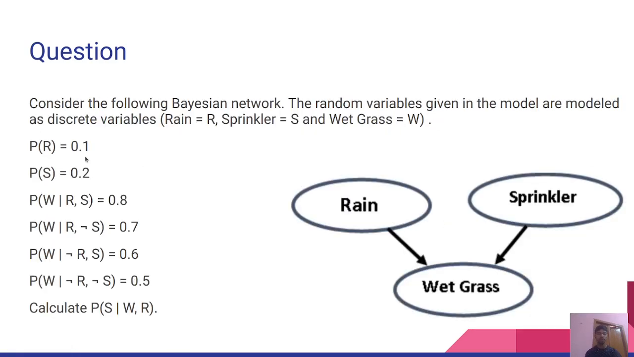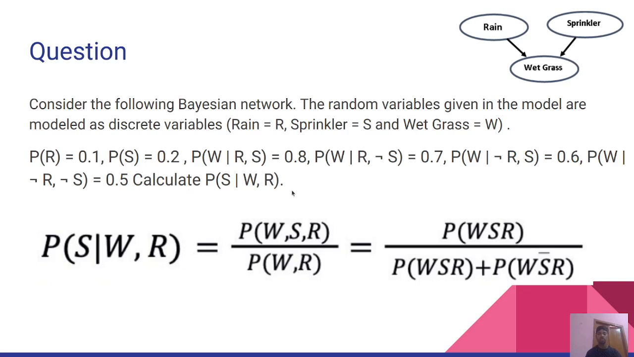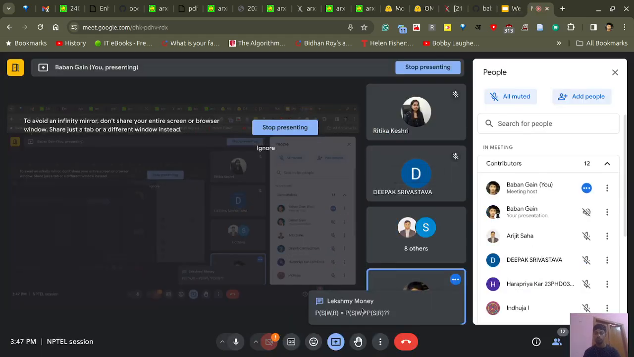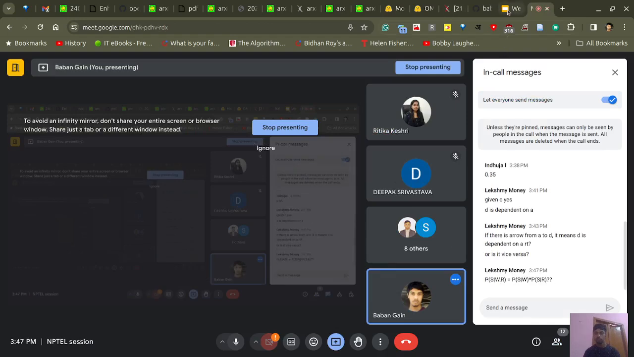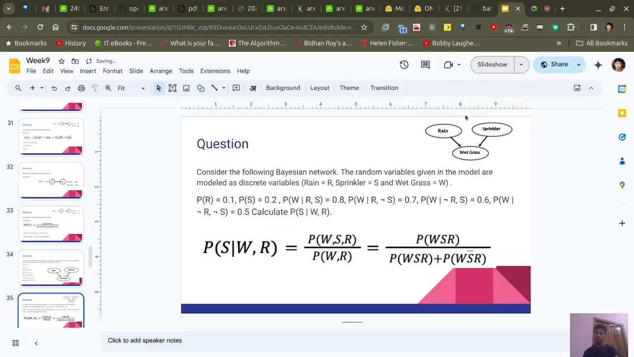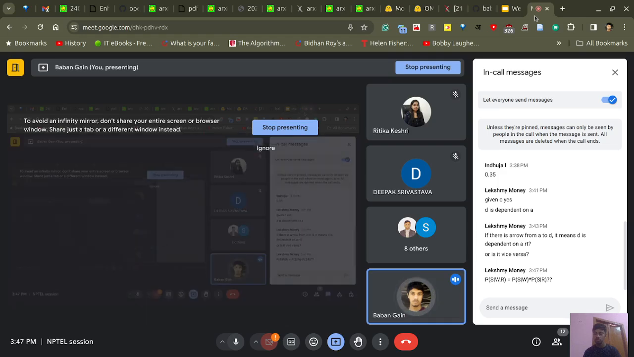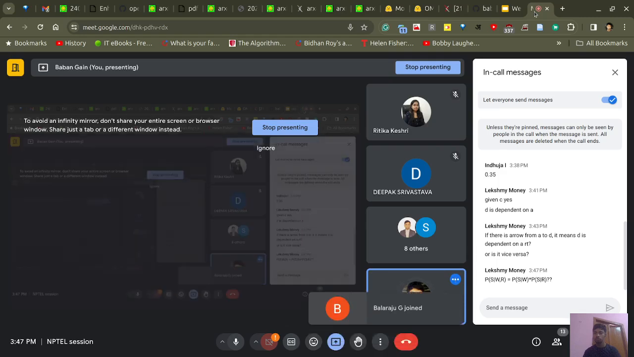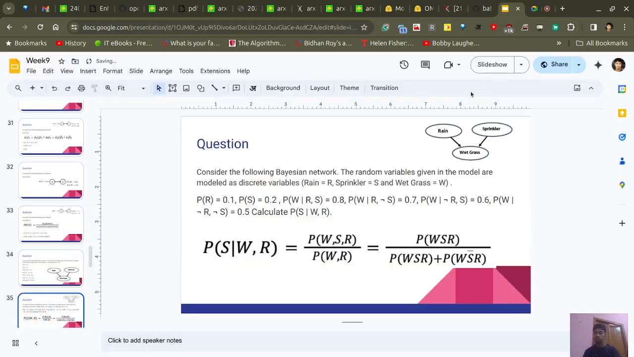Whatever I have written here, we have just cramped it here for space. So P of S given W comma R is P of S given W and P of S given R.